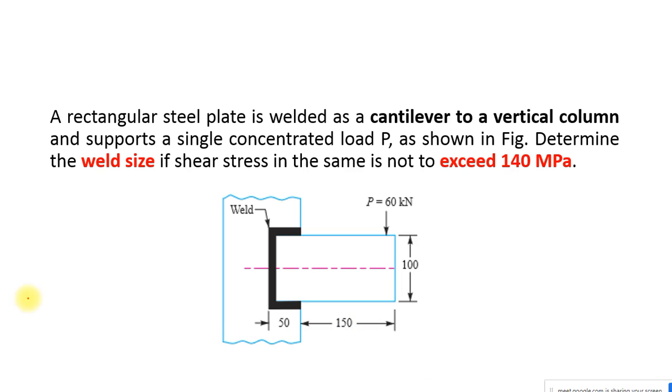So let us discuss this problem now. A rectangular steel plate is welded as a cantilever to a vertical column and supports a single concentrated load as shown in the figure. Determine the weld size. As per our knowledge, we can have the weld size as S, or as h. As per the data book, they follow h as the size of the weld. We can follow the size of the weld notation as S. The shear stress is not to exceed 140 megapascal.